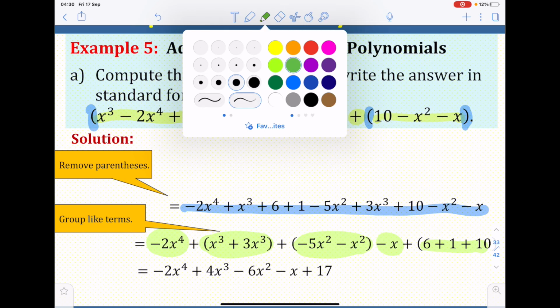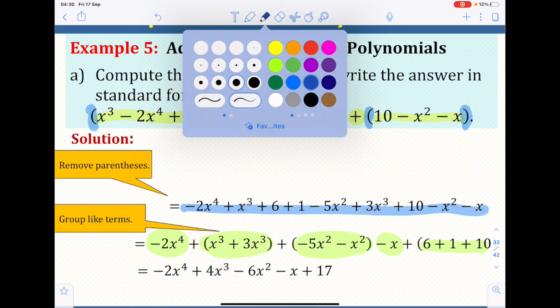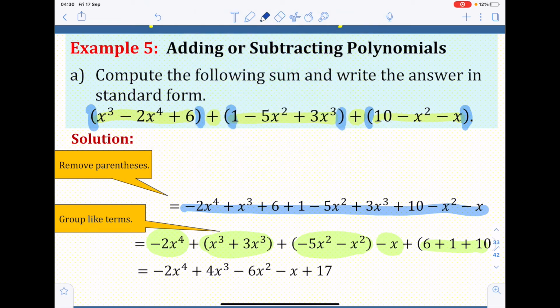So as you can see, here we have x to the power 3 plus 3x to the power 3, which is 4x to the power 3. So all you have to do is to add the numbers and put the variable as it is. Here we have negative 5 and minus 1, which is negative 6. Then we put x to the power 2. And of course, this we will put as it is. Then we will add the numbers. 6 plus 1 plus 10 equals plus 17.